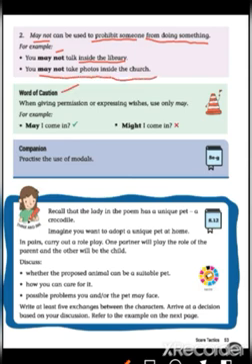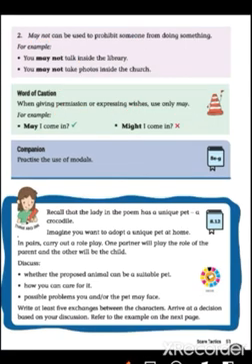Next, word of caution. When giving permission or expressing wishes, use only may. So, when you are giving permission or expressing your wishes, you should use only may. For example, may I come in? This is the right form. You should not use might I come in. This is wrong.